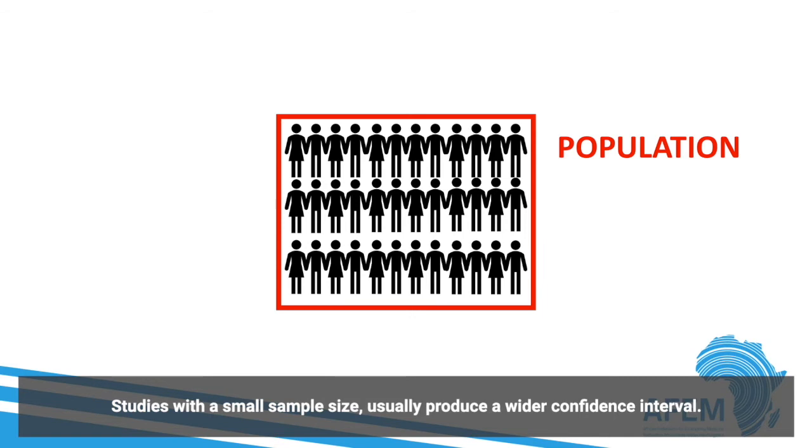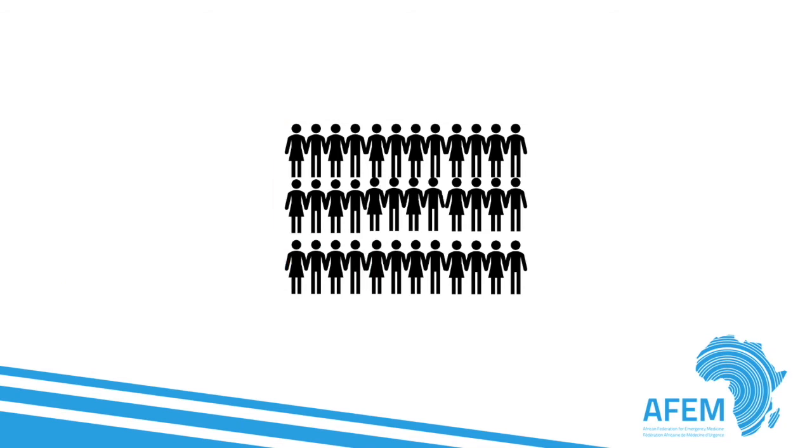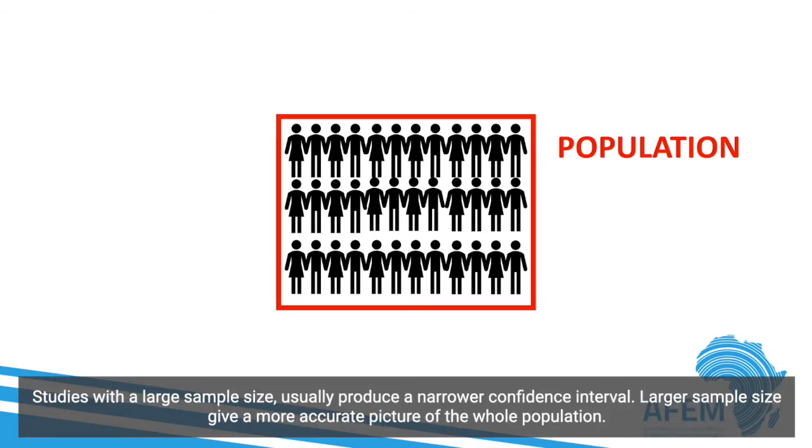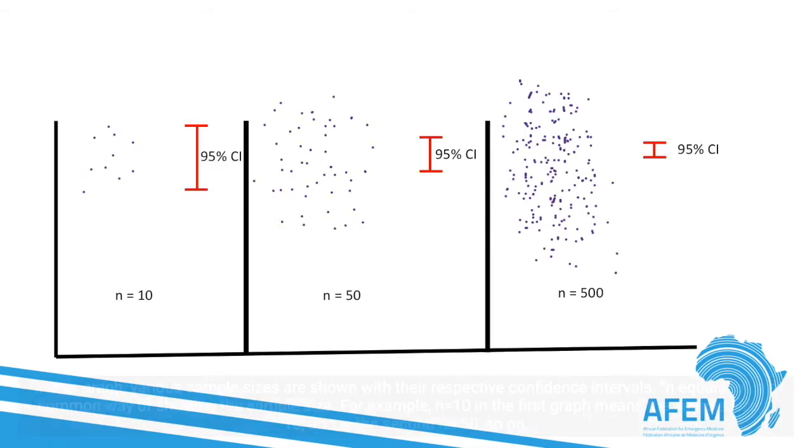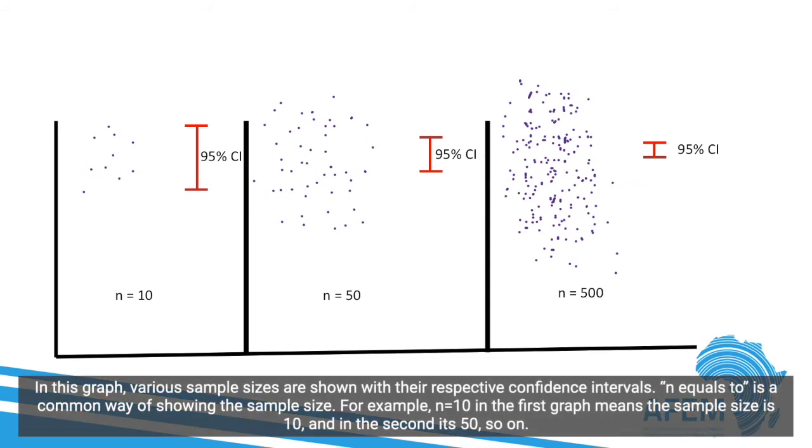Studies with a small sample size usually produce a wider confidence interval. Studies with a large sample size usually produce a narrower confidence interval. Larger sample size gives a more accurate picture of the whole population. In this graph, various sample sizes are shown with their respective confidence intervals of the same study.